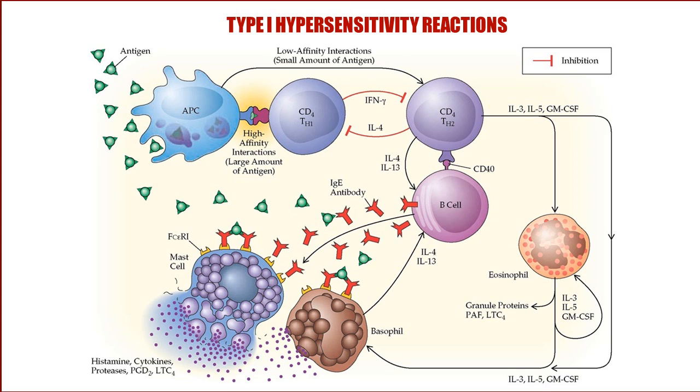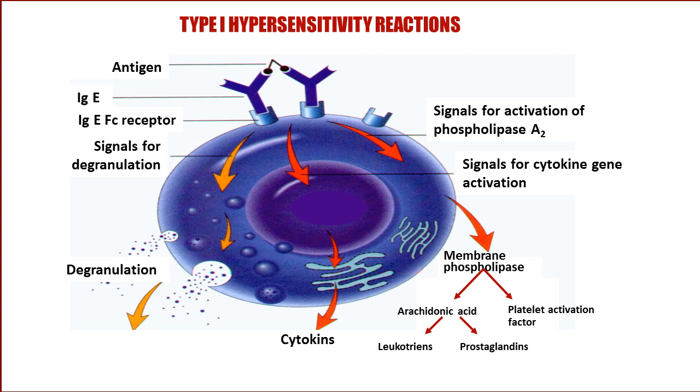leukotriene B4, prostaglandin D2, platelet activation factor, and thromboxane A2. This picture illustrates the mechanism of pathochemical stage of type 1 allergic reaction, which consists in degranulation and release of mediators from cells.